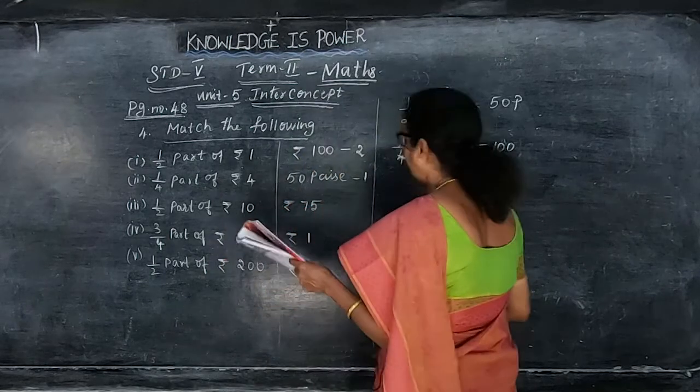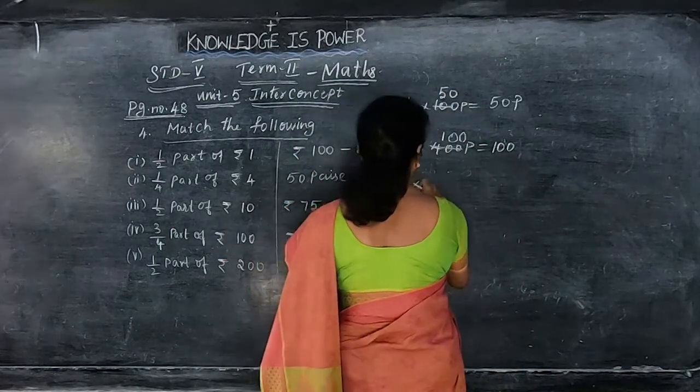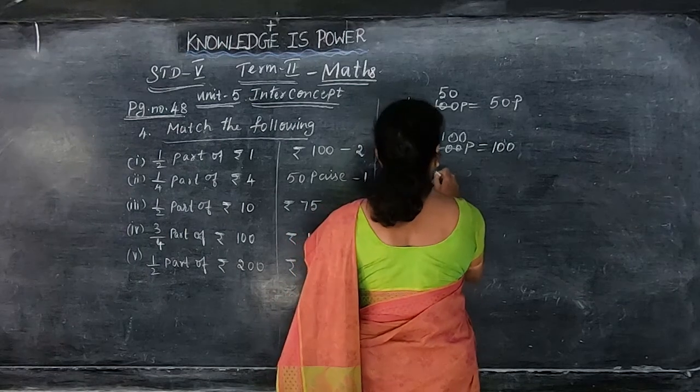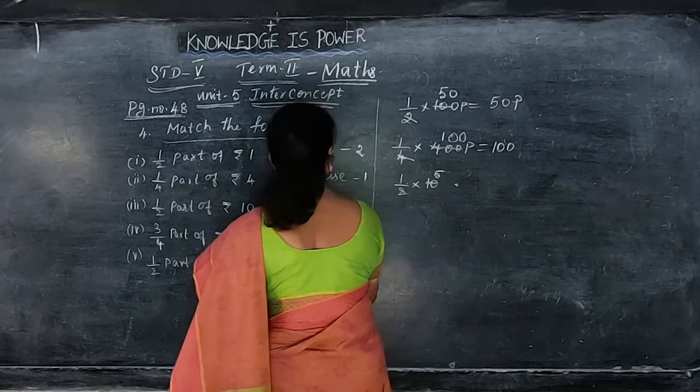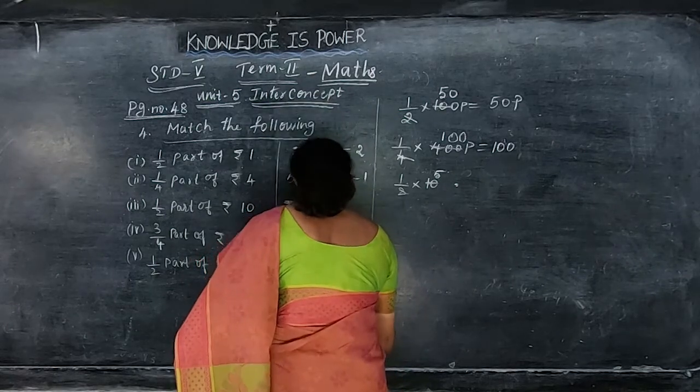Then third one, 1 by 2 part of 10. 1 by 2 into 10. So that is equal to 5. That is rupees 5. Rupees 5 is the third answer.